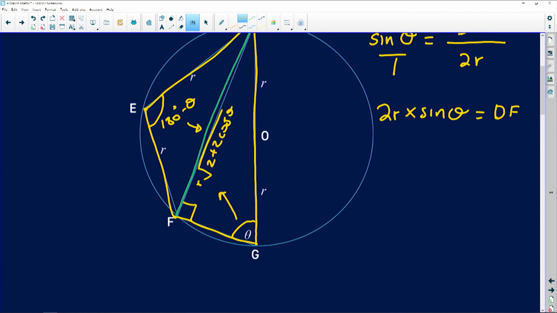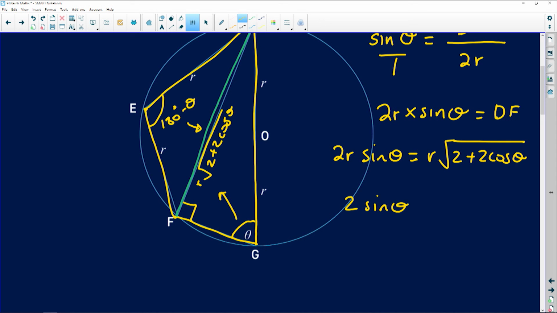Right. So now DF has been found. I'm going to write on top of my drawing, please excuse me: 2r sine of theta equals DF, which is r times the square root of 2 plus 2 cos of theta. If you look there, r is common on both sides, so I can simply remove it. Before I even square, I can divide both sides by r. I'm left with 2 sine of theta equals just the square root of 2 plus 2 cos theta.